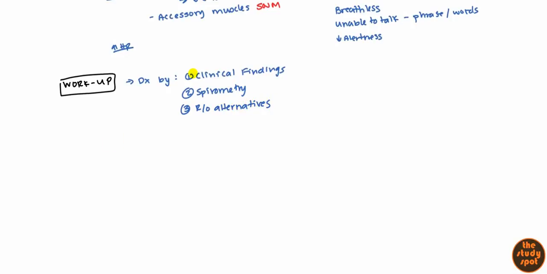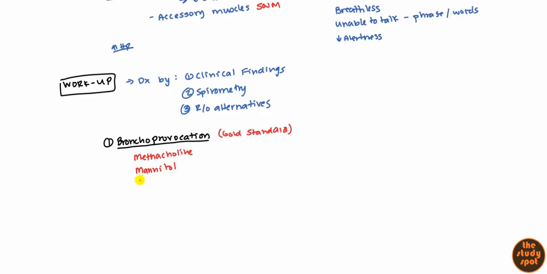So one of the tests that is not really used, but you can do, is called a bronchoprovocation test. This is considered the gold standard. However, it's very rarely used because again, it's not always necessary because of the clinical findings, and also it's kind of mean, I guess you can say. So what you do is you try to test the bronchus for hypersensitivity. And one of the tests you can do is you give them either methacholine, you can give them mannitol, or if they have exercise induced, you can have them do some exercise.